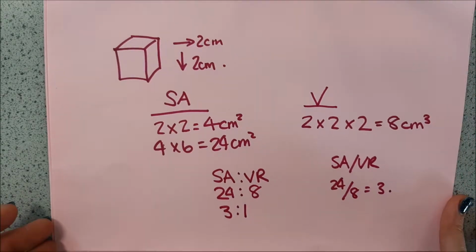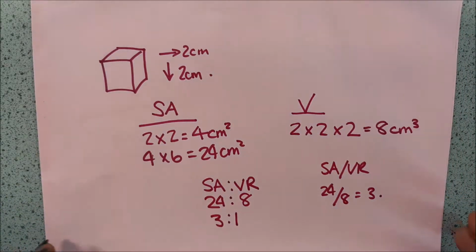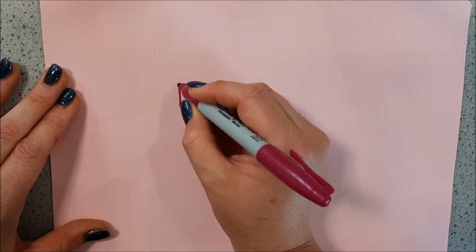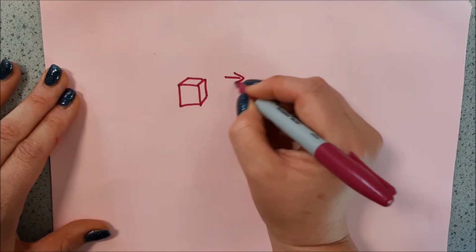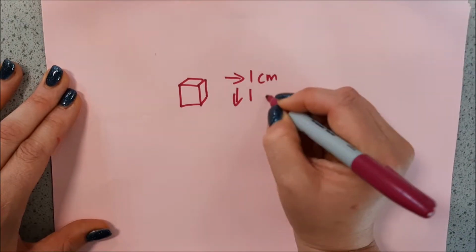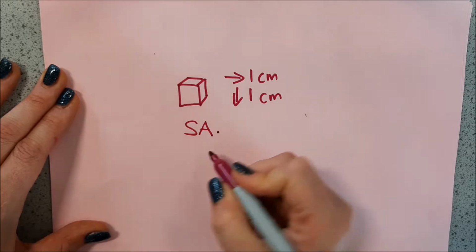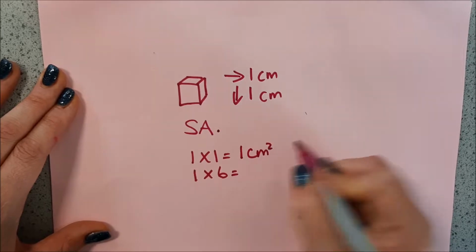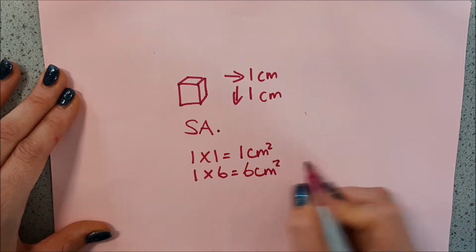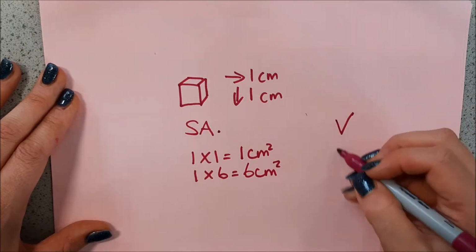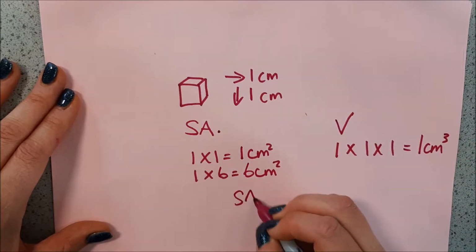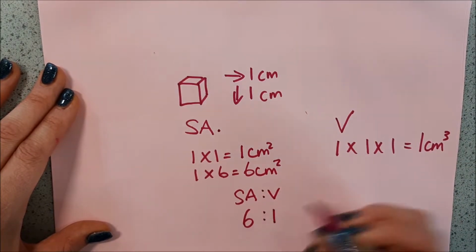Okay, let's think about if we had a smaller particle, because we know that smaller particles react faster. So let's have a go at if we had a 1 centimetre cube. So the surface area is going to be 1 times 1, which is 1, times 6, which is 6 centimetres squared. Okay, if we want to work out the volume, it would be 1 times 1 times 1, which is 1 centimetre cubed. So the surface area to volume ratio is 6 to 1.